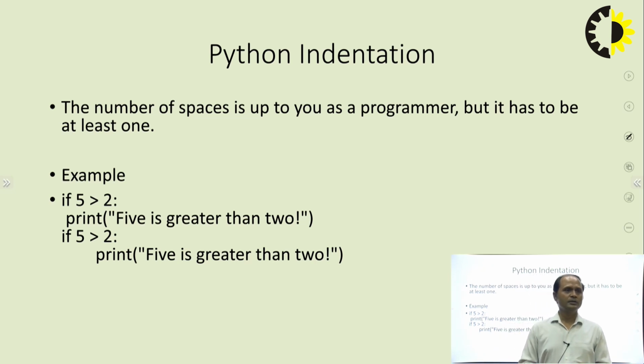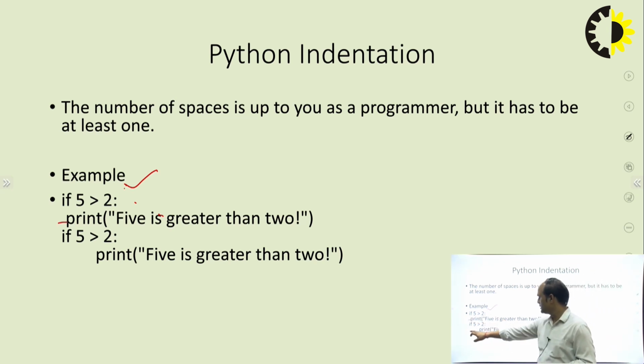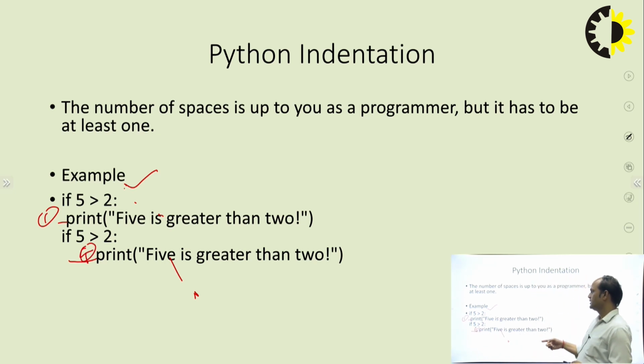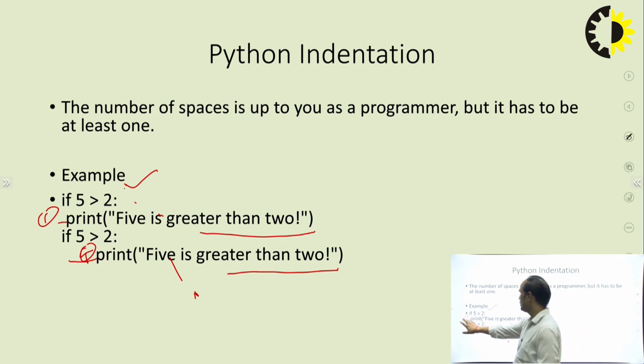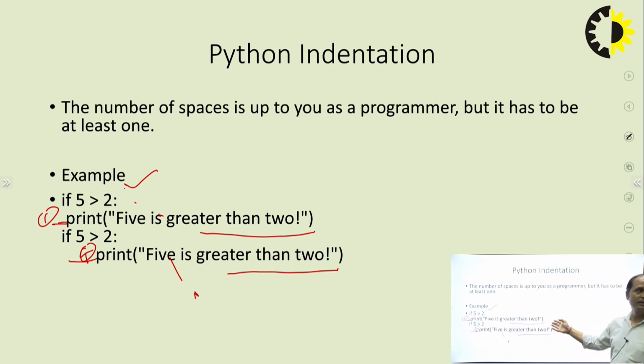We can use a block of code like this. With the example if 5 is greater than 2 and print 5 is greater than 2, there is 1 space in one case and 4 spaces in the other. We can use this type of code. If we run this code, this line will be executed and this line will also be executed, because we have given the spaces. If we do not use that space, it will give an error.